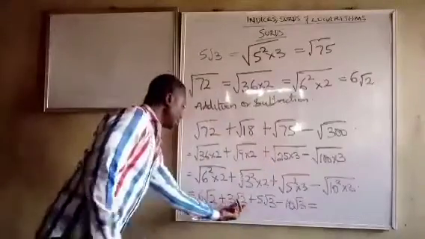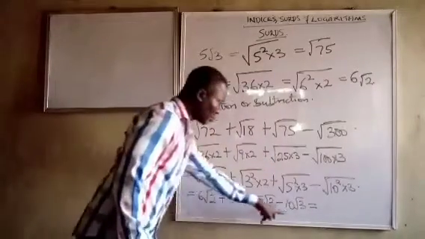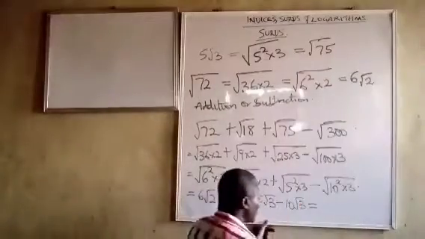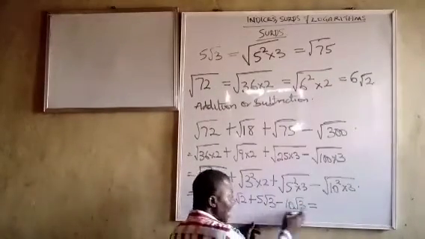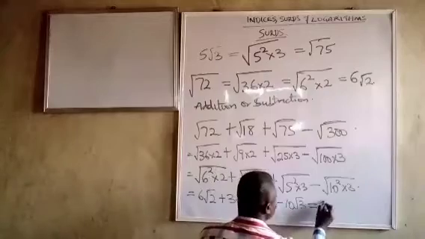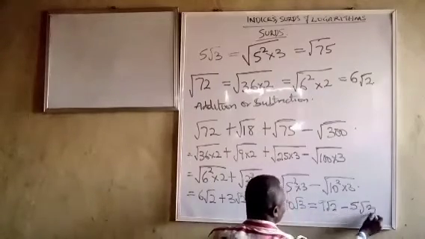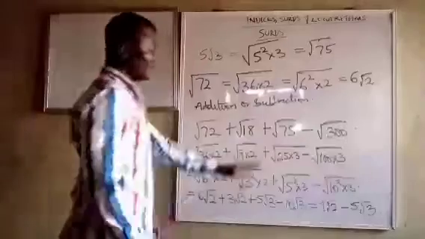So you see, these ones have the same factor. These two are the same. They have the same terms. Sorry, they are like terms. So we have this as 9 root 2 minus 5 root 3. So you can leave your answer in this way.